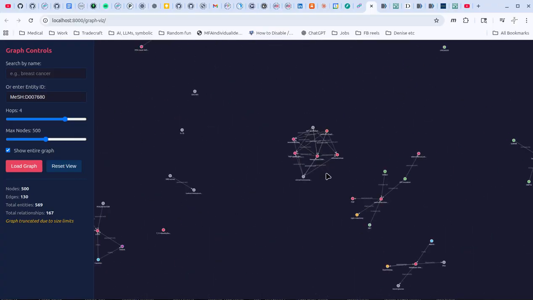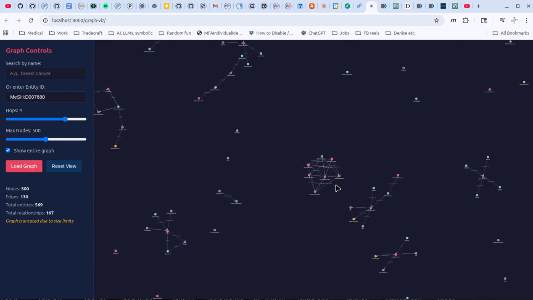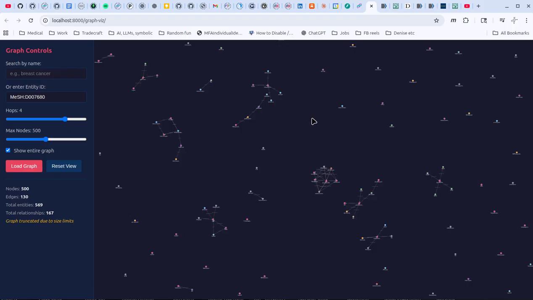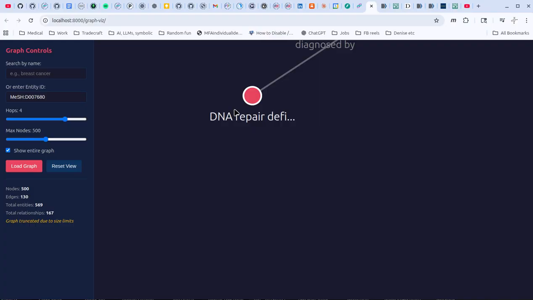This one looks fairly rich over here. Oh, I guess if we're looking at the whole graph, we're not really using the number of hops. So, okay. Okay, let's try this. Let's go to this one.